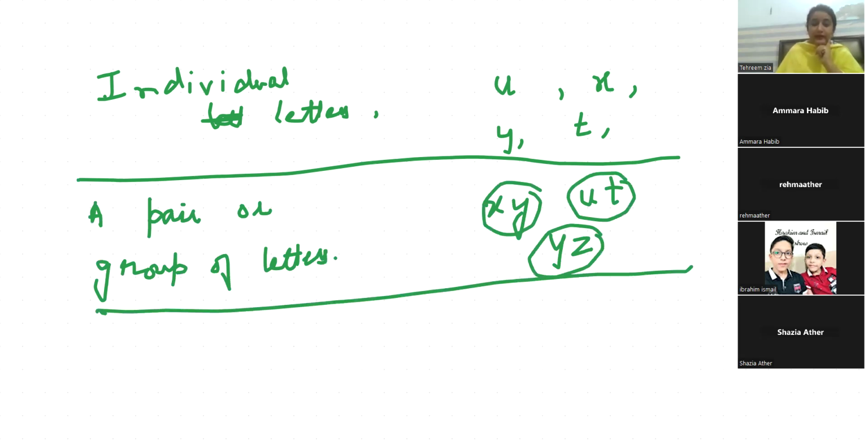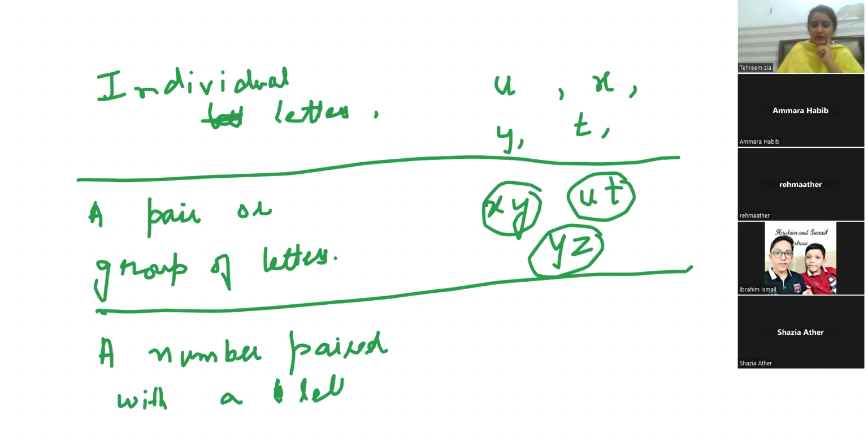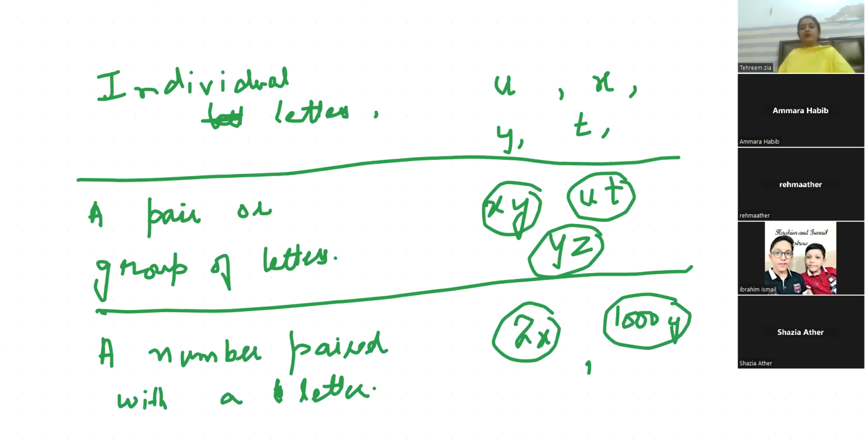Next option, a number paired with a letter. That means 2x, this is one term. 1000y, this is one term. 1 by 2z, this is one term. So a number paired with a letter represents one term.